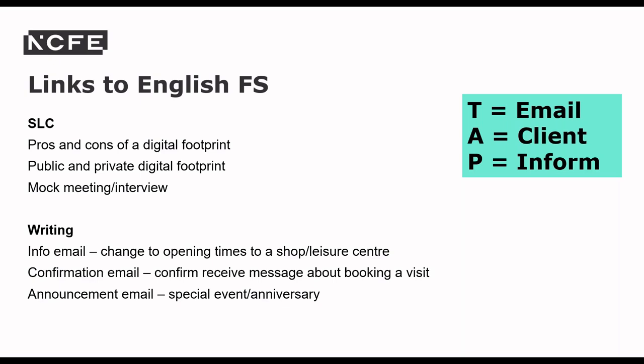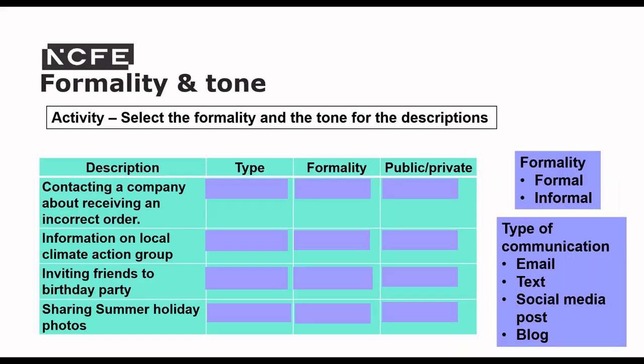So an information email, this could be to let customers know a change of opening times to a shop or to a leisure centre. The text type could be an email, and then you've got the purpose again to inform. And you could also add features such as the CC and the BCC and discuss who may need this in different types of settings.